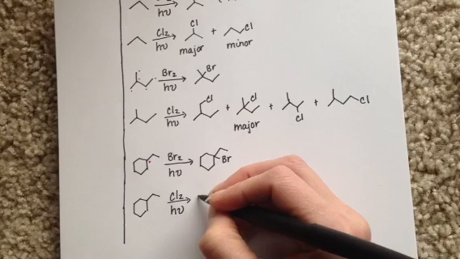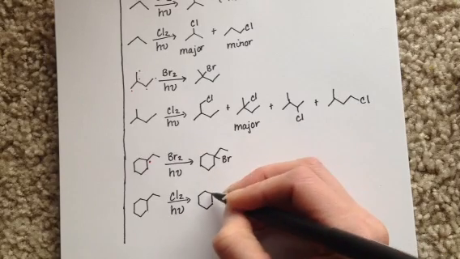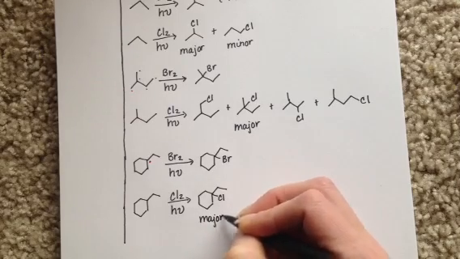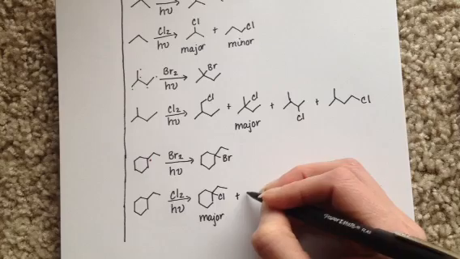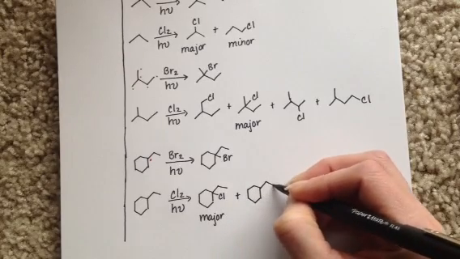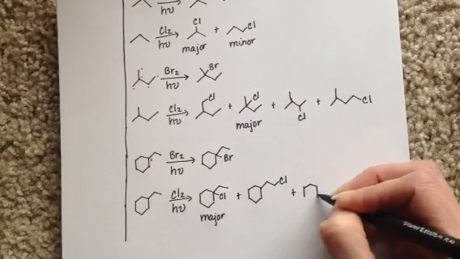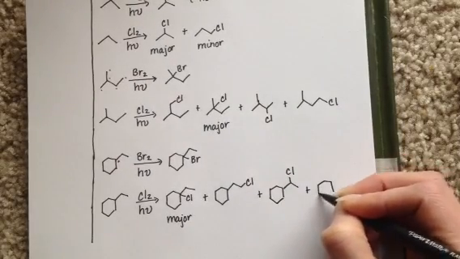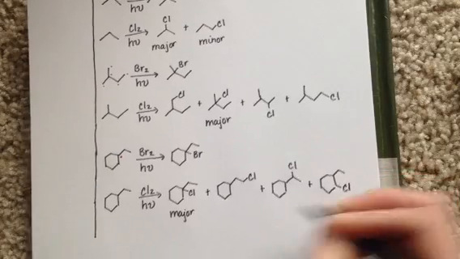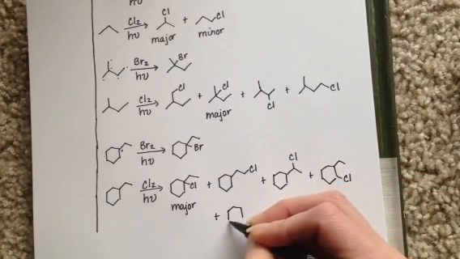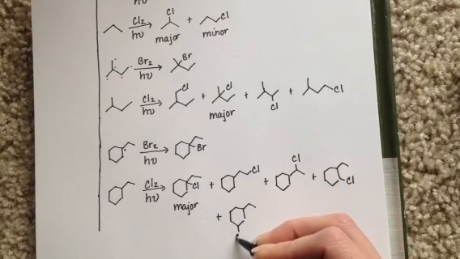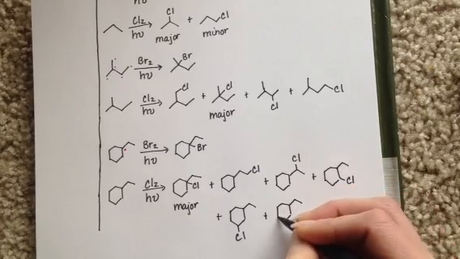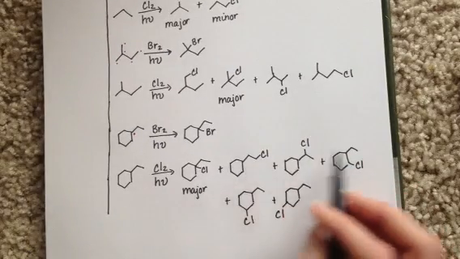With chlorination, it has to go everywhere. And with this particular molecule, we're going to have a lot of different products. This one will be the major product because that's got the chlorine going on to the tertiary carbon. One, two, three, four, five, six.